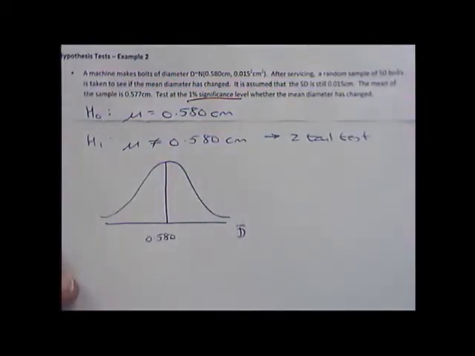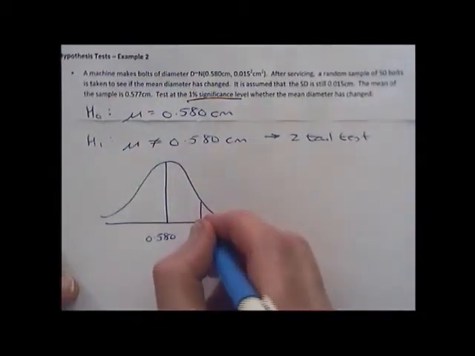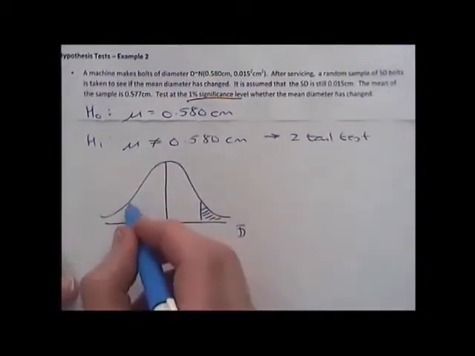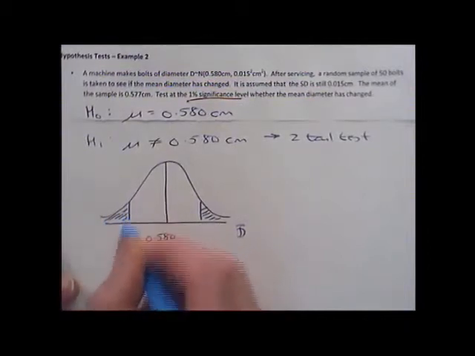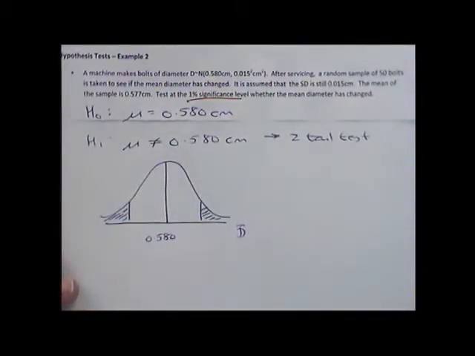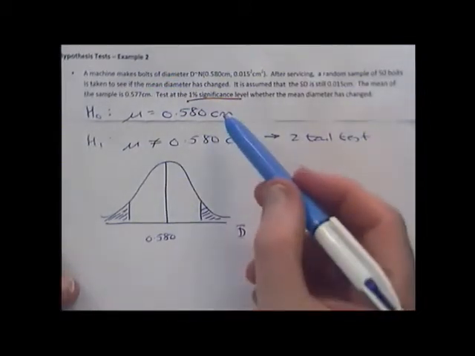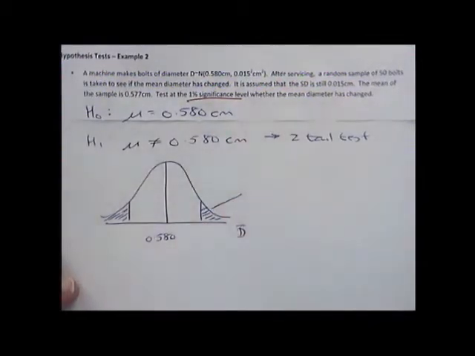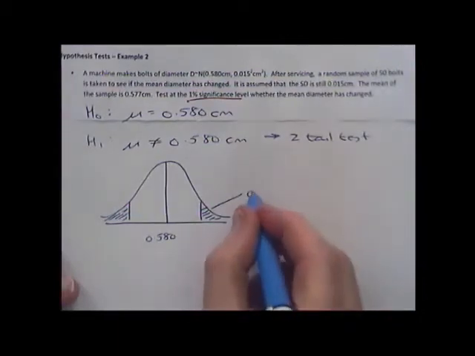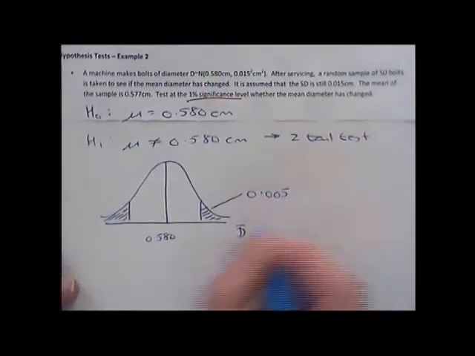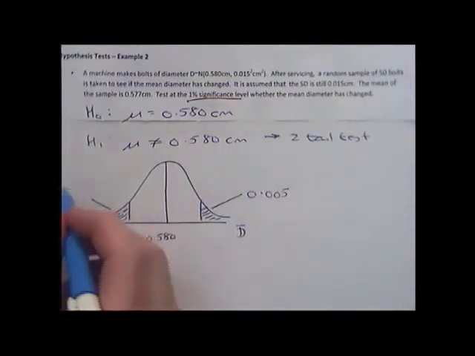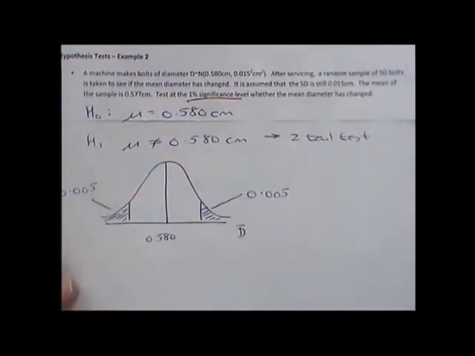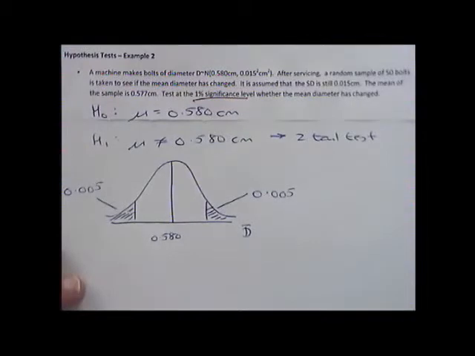The sample mean distribution. We're interested in a two-tailed test, so that means we need to shade in bits in each tail where their combined probability is going to be 1%. Their combined probability is 1%. So what is the area in each tail? 0.005, which is the same as 0.5%. So in a two-tailed test, you split that significance level between your two tails.